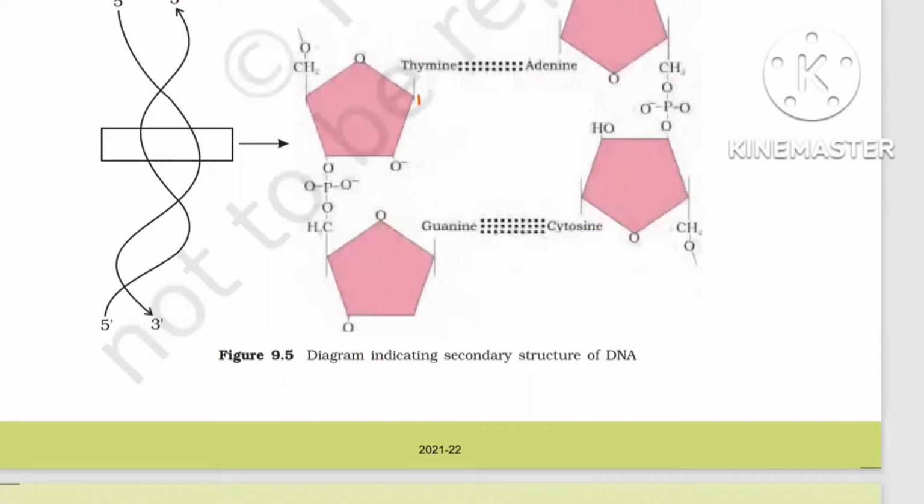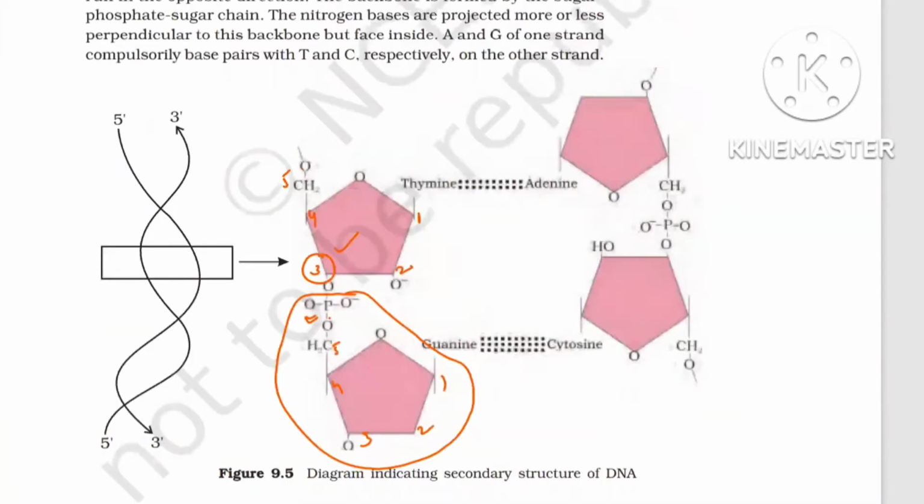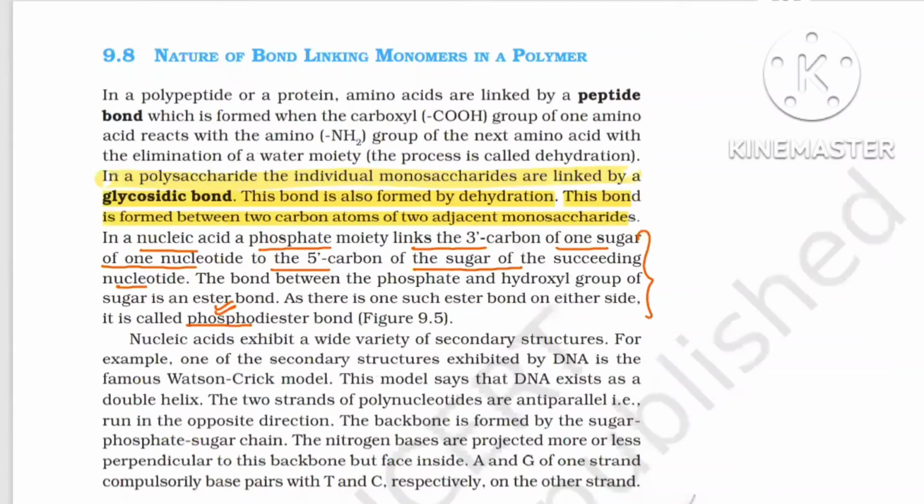This is your first carbon, second, third, and this is fourth, and this is fifth. Clear? Same here, first, second, third, fourth, and fifth. So this fifth was holding the phosphate group. This was ester bond. Now this is your one nucleotide. This one nucleotide is making the diester bond, again ester, second time ester is diester, with the third carbon of the succeeding nucleotide. See this line carefully and then read.